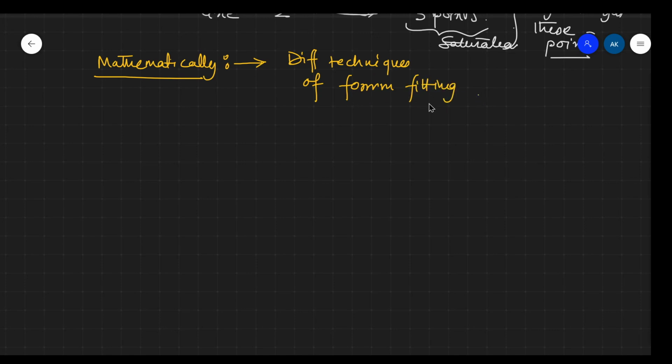Now, this form, when I say it, it means the contour of the object. Form fitting. Then there is something which is the coordinate system.